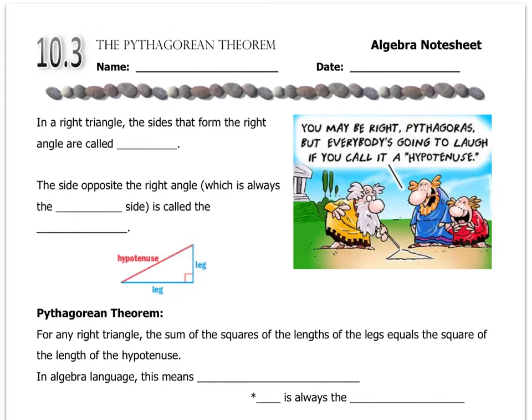Another application of square roots is the Pythagorean theorem. In a right triangle, you can use the Pythagorean theorem to find missing sides. The sides that are touching the right angle are called legs. The side opposite the right angle, which is always the longest side, is called the hypotenuse. Please spell it correctly.